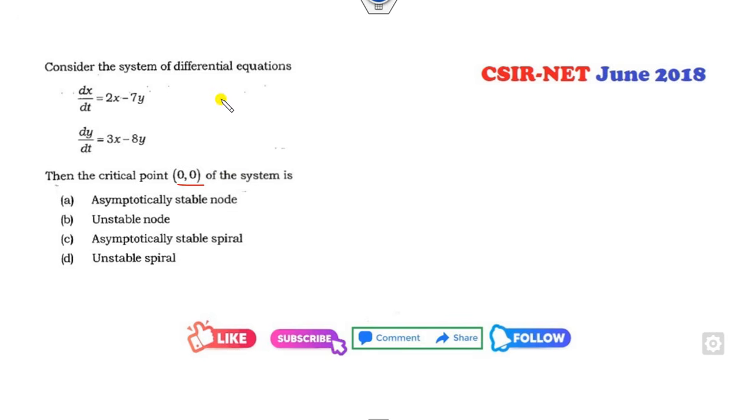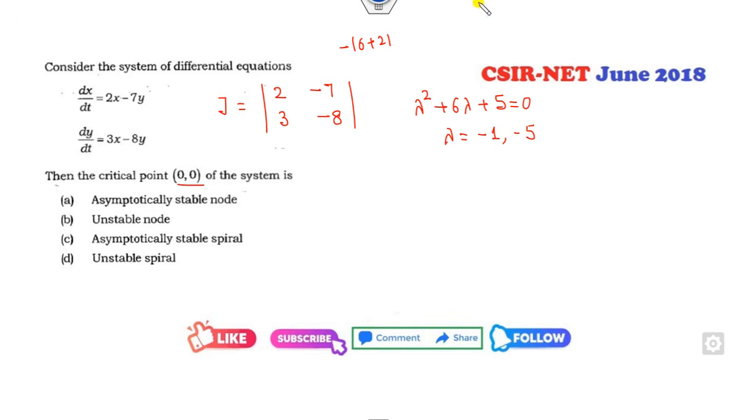Okay, again the critical point is given. Can you find the Jacobian matrix? First derivative of x with respect to y, and so on. Can you find the eigenvalues? Minus 16 plus 21, that is 5. So eigenvalues are minus 1, minus 5. Again real, unequal and negative. So spiral is cancelled because they are not complex numbers. Both are negative, so it is asymptotically stable, also called stable. So unstable is not possible. So this is the right answer.